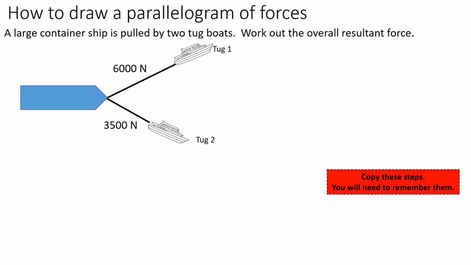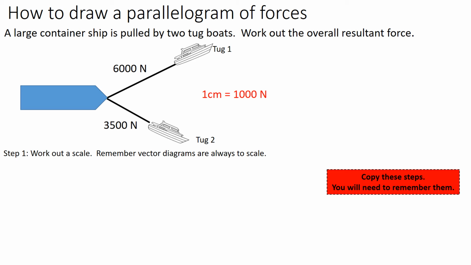So you will need these steps. You'll need to remember them because this is what you're going to need to be able to do in an exam. First of all, remember that it's a scale diagram. So we've got 600 newtons, and 3,500 newtons. Therefore, tug 1's line will be 6 centimetres, whereas tug 2 will be 3.5. 1 centimetre will equal 1,000 newtons. That's my scale.